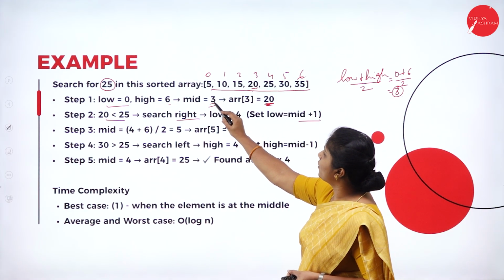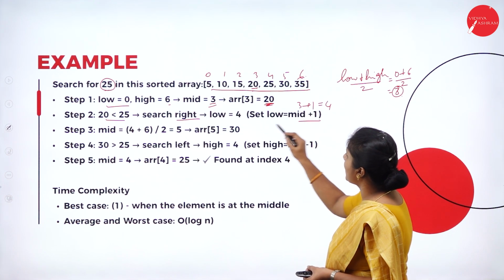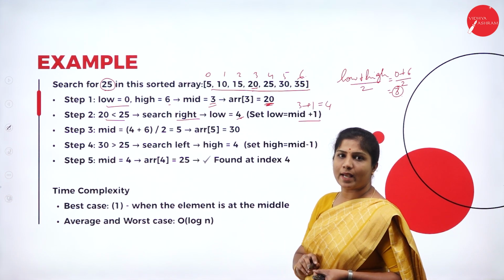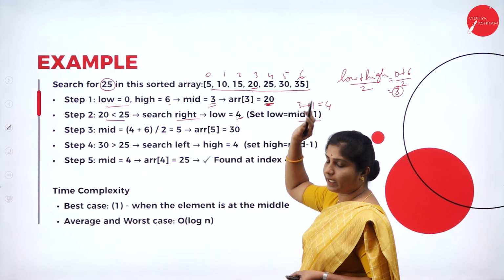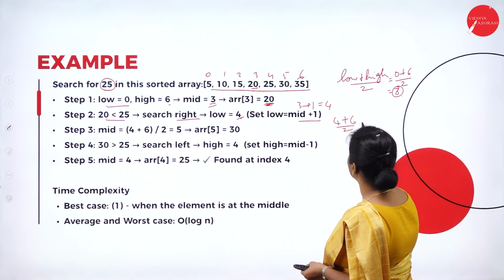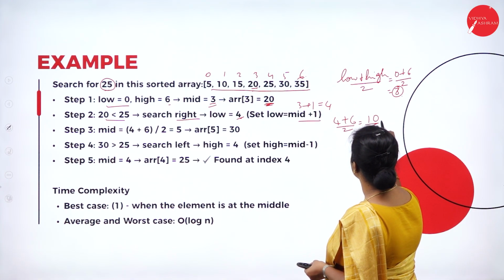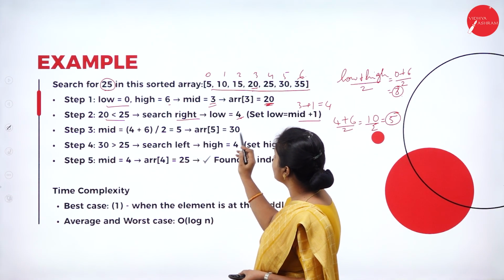So what is the mid value I got? 3. So 3 plus 1 equals 4. Now I set the low value as 4. Then what will be the high value? It will be 6 only. Now 4 plus 6, low plus high divided by 2. So what is the value? 10 divided by 2 is equal to 5. Now the mid value is 5.